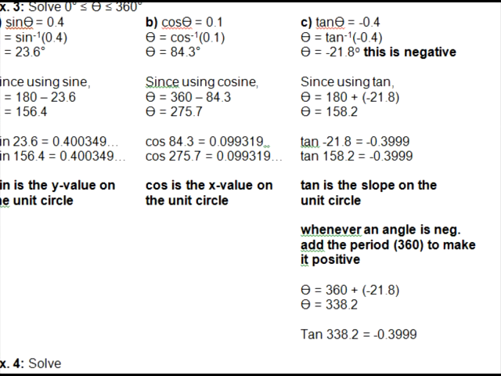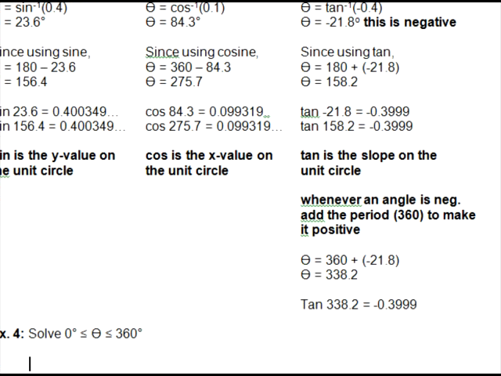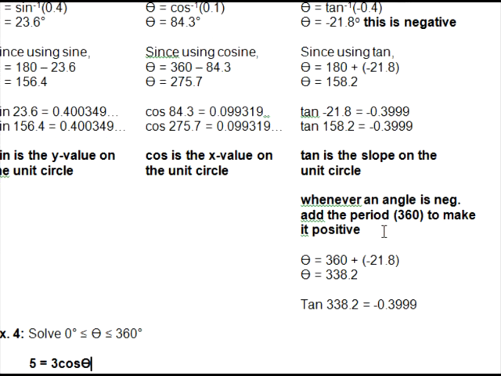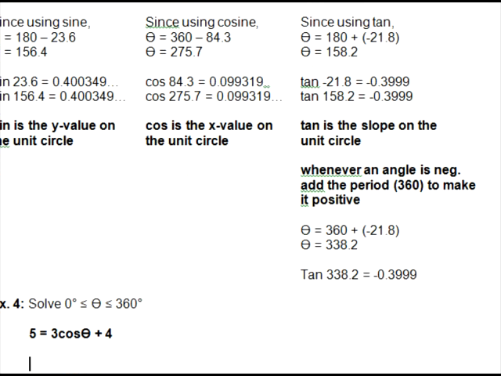I'm going to say solve, and I'll just copy this from 0 to 360. And the question is just going to say 5 equals 3 cos theta plus 4. Okay, so let's just pretend this is just a plain old algebra question.